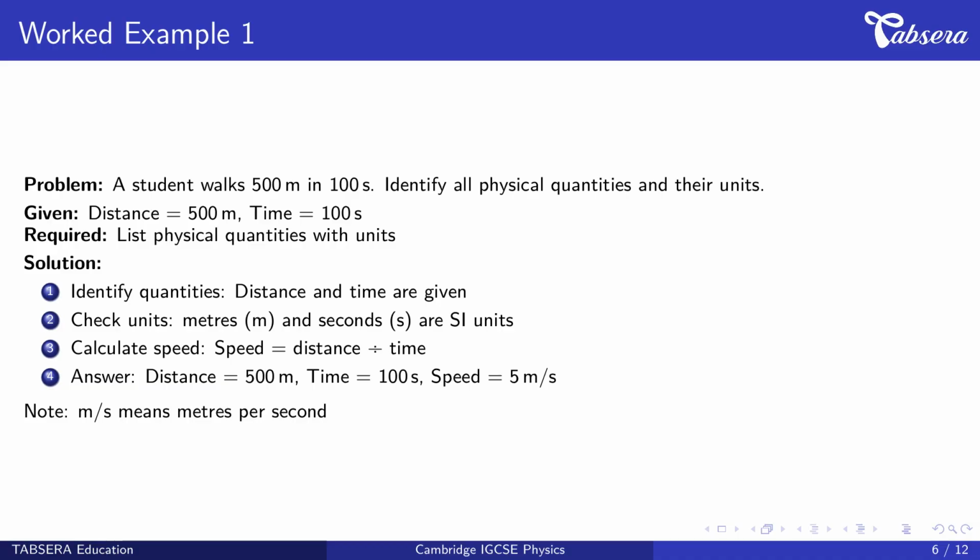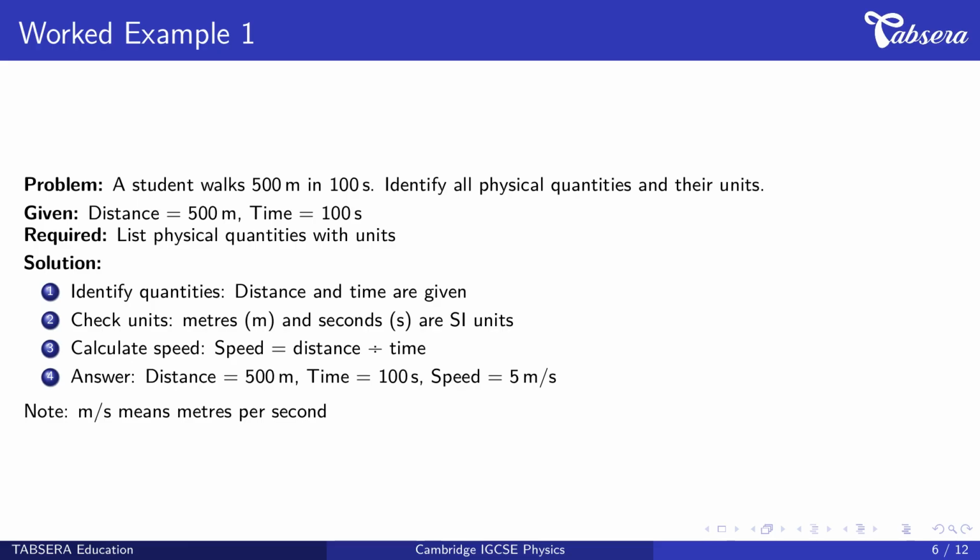Let's work through our first example. The problem states, a student walks 500 meters in 100 seconds. Identify all physical quantities and their units. We are given distance equals 500 meters and time equals 100 seconds. We need to find all physical quantities with their correct units.